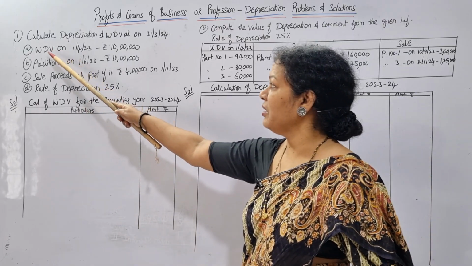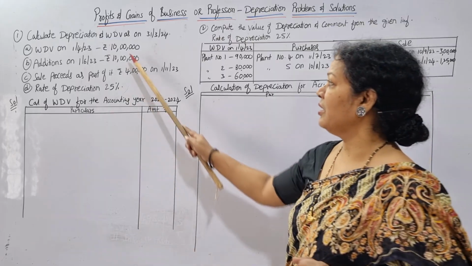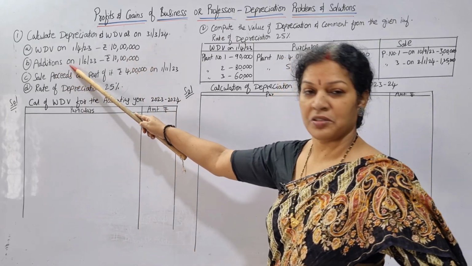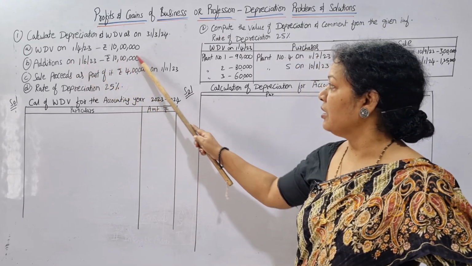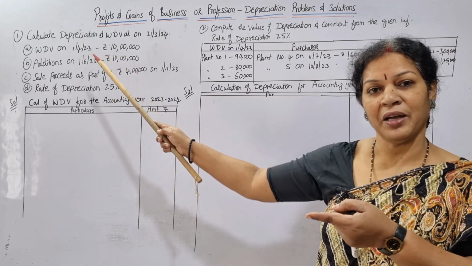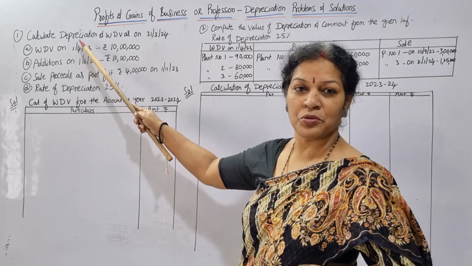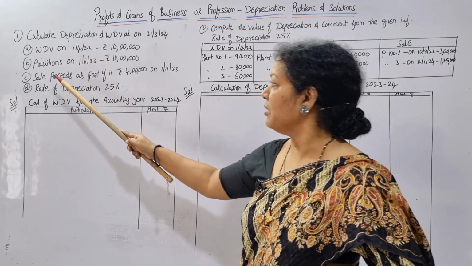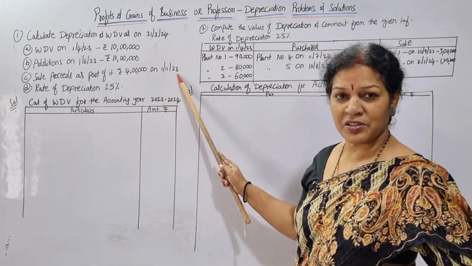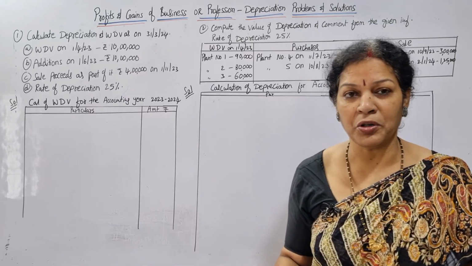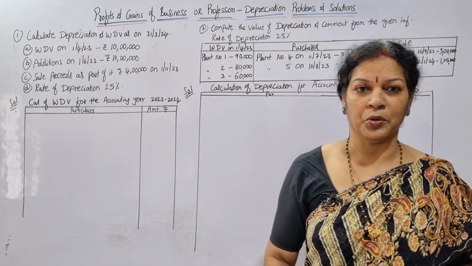Now here what is given? WDV on 1st April 2023 means beginning of the year, it is 10 lakh. Additions means purchased more. Additions on 1st July 23, 10 lakh rupees. Already 10 lakh we are having WDV, also additions of 10 lakh. We are going to add this to the opening WDV. Sale proceeds as part of it, 4 lakh rupees on 1st November 2023. Sale proceeds, what do? We'll deduct it. Rate of depreciation is already given, need not to worry.